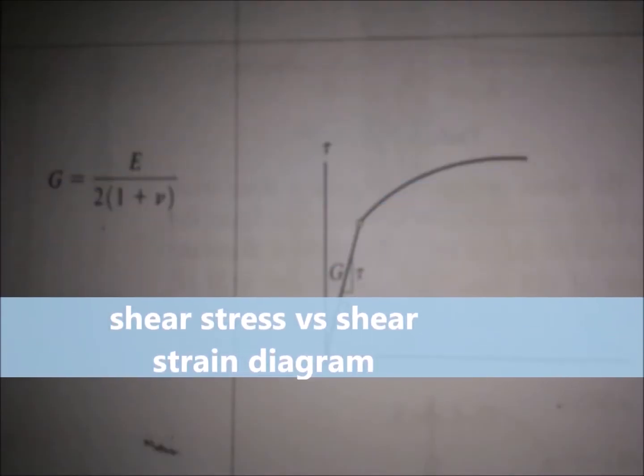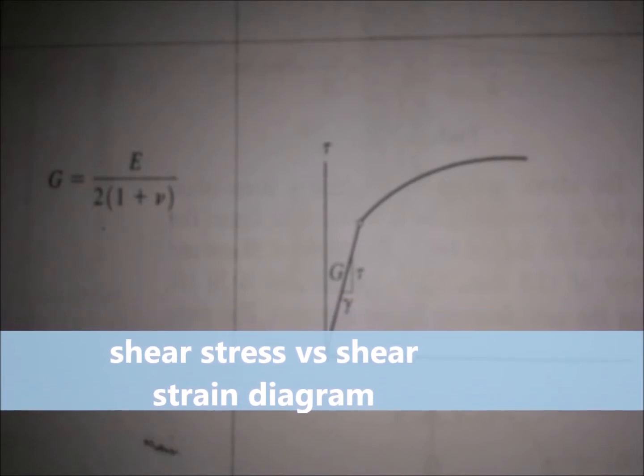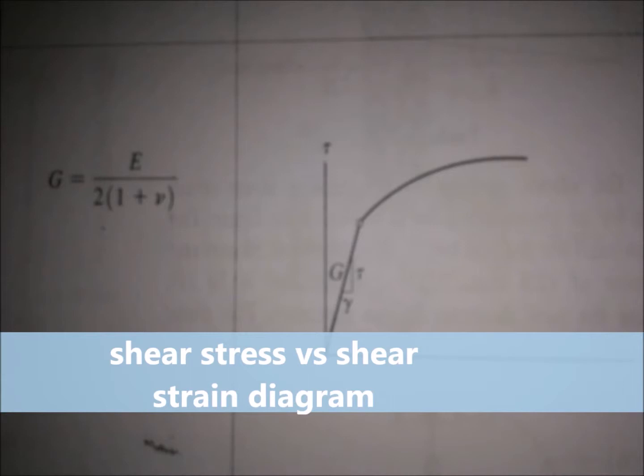Shear stress and shear strain diagrams can also be established for a material. Within the elastic region, tau equals G gamma, where G is the shear modulus found from the slope of the line. The value of nu can be obtained from the relationship that exists between G, E, and nu.